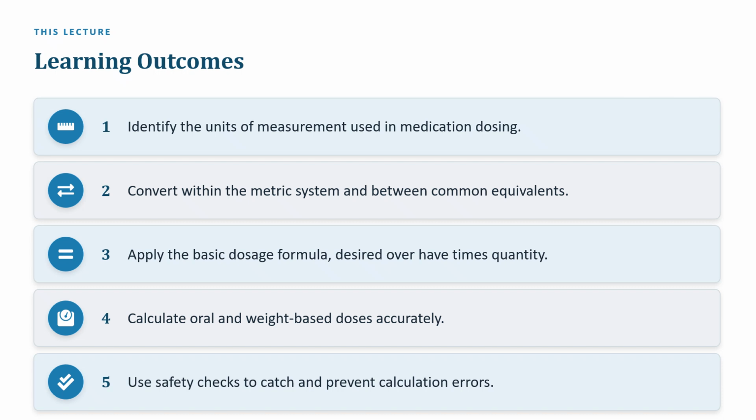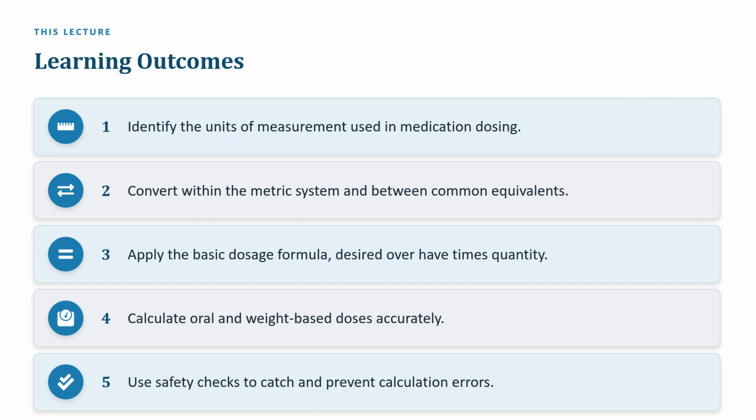Here are the 5 things you should be able to do by the end of this lecture. First, identify the units of measurement used in medication dosing because you cannot calculate a dose correctly if you don't understand its units. Second, convert within the metric system and between common equivalents, since a great many errors happen at the conversion step, and getting this right prevents most of them.